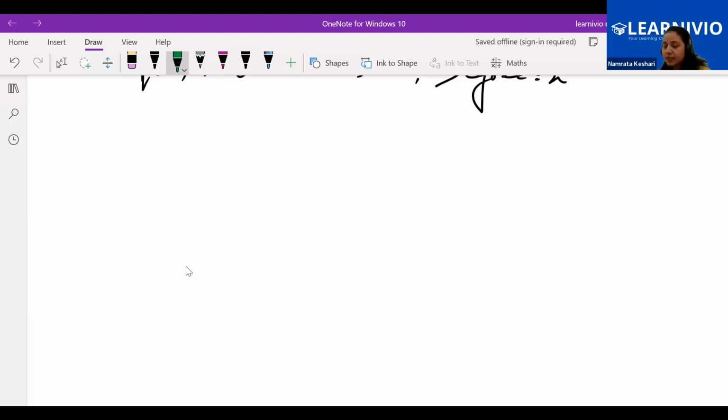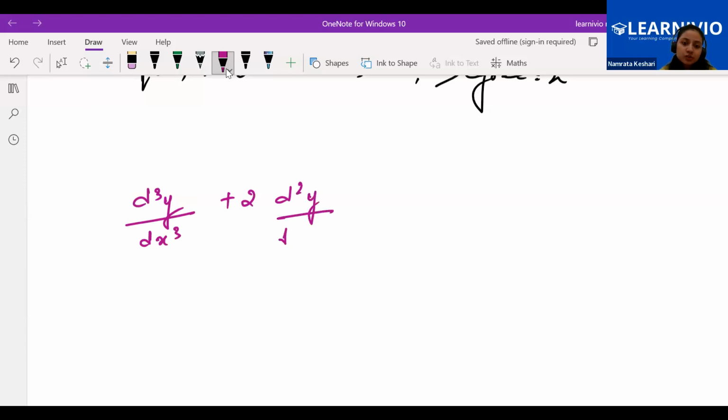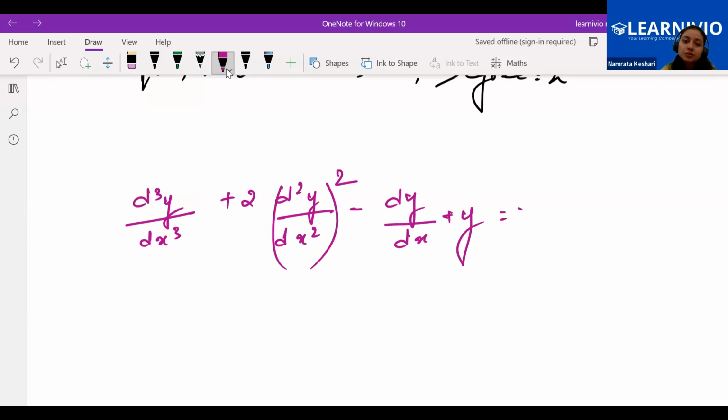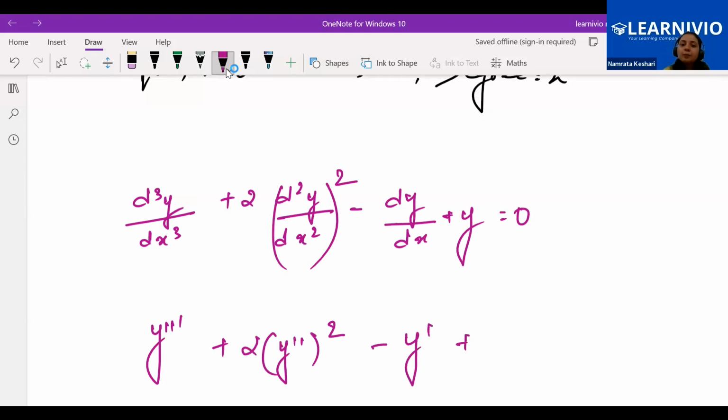Okay. So basically, when you will get confused, these are the scenarios. Suppose we are having d cube y by dx cube plus 2 (d2y by dx2) whole square minus dy by dx plus y is equal to 0. Here we will be able to define the degree because it looks like a polynomial. You can write it as y triple dash plus 2y double dash whole square minus y dash plus y is equal to 0.